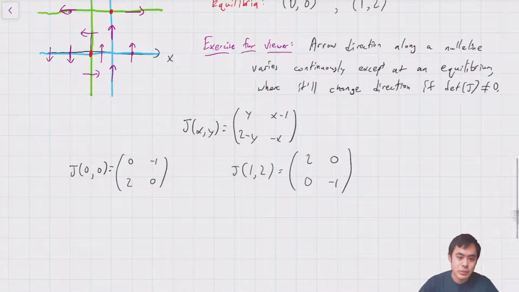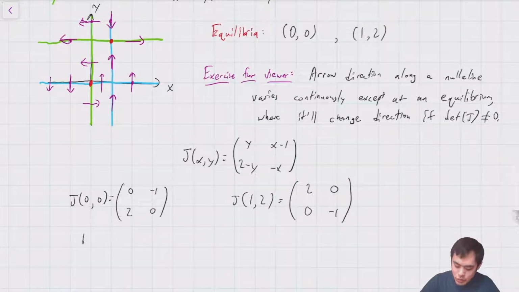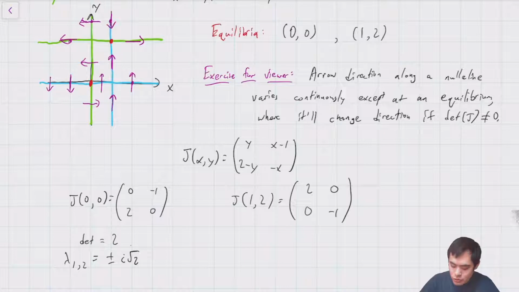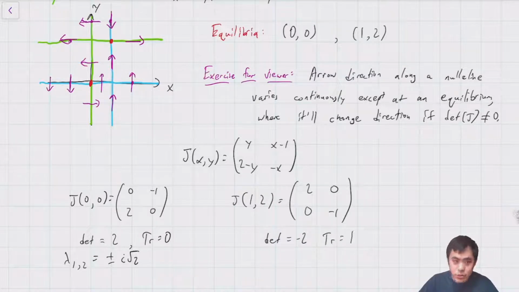And so we can explicitly compute the eigenvalues and find the determinants and trace. So the determinant here is going to be equal to 2. And lambda 1 and 2 are going to be equal to plus or minus i times the square root of 2. And the trace here is equal to 0. Here, the determinant is equal to minus 2. Trace is equal to 1.